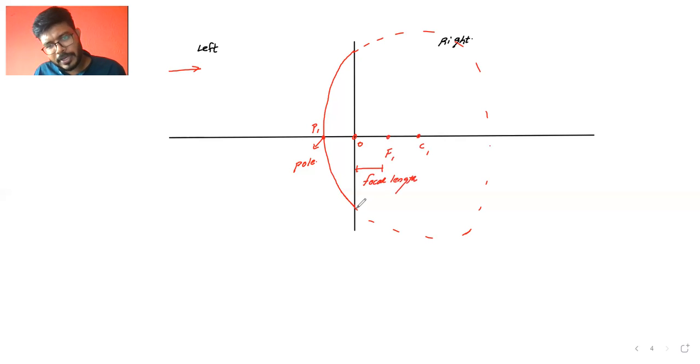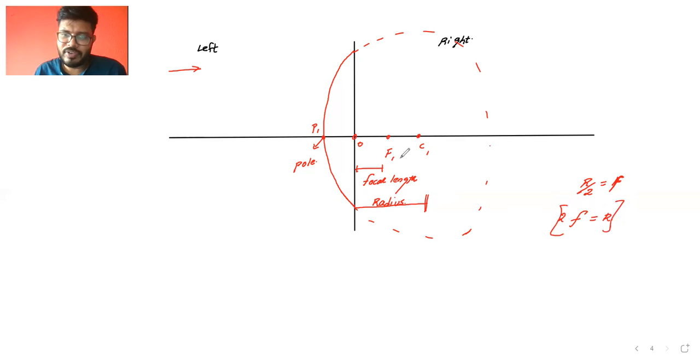From the optical center to the focus, I'll take it as your focal length. From the optical center to the center of curvature, I'll take it as your radius. Focal length and radius are related to each other. I told you already, radius divided by 2 is your focal length, small f. Focal length into 2 is equal to radius of curvature, which is 2 times f1. Any doubt in this?